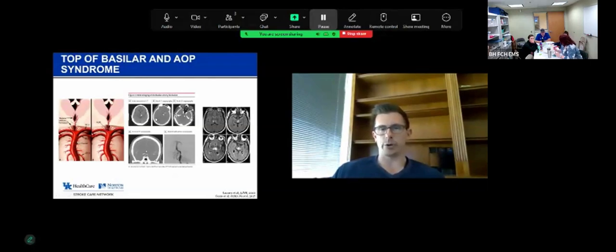Here's some imaging just showing a hyperdense top of the basilar on the non-con head CT, poor filling at the top of the basilar on the CTA, et cetera. And then this is the MRI that you get where you have medial thalamic involvement and midbrain involvement from losing both thalamic and midbrain perforators.